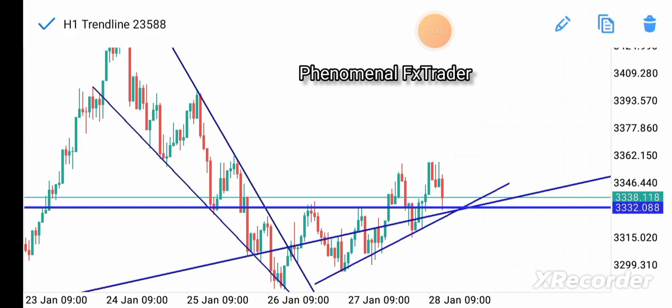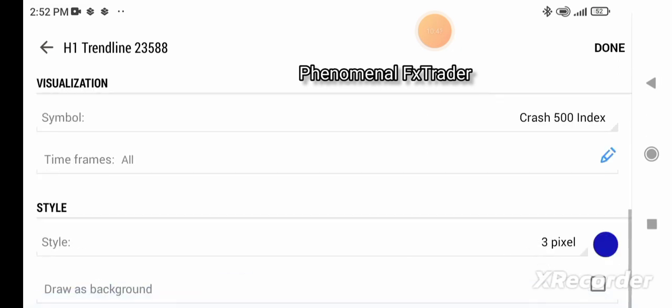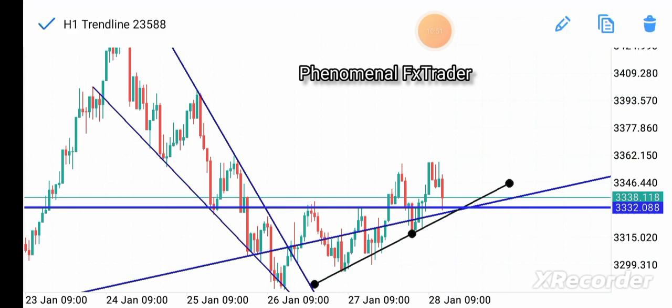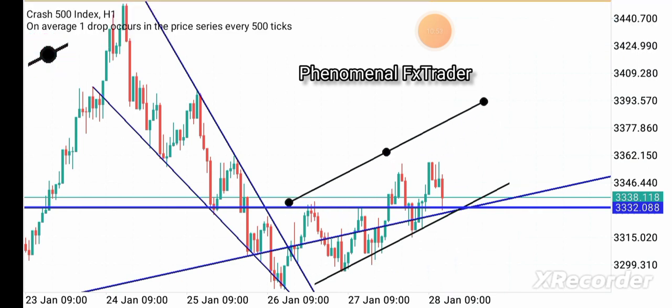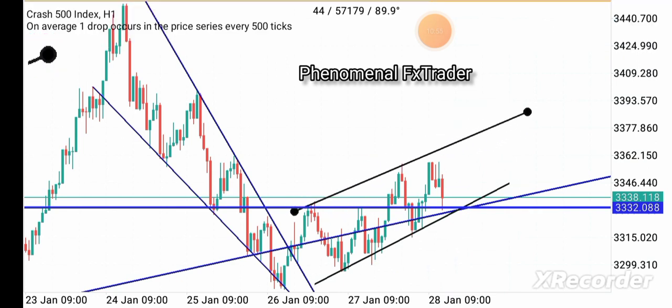Let me just change the color of the trend line so that I can depict it clearly. Let me use a black color, then you can put another one on top. Let's see how it looks. Okay, we have something like this, guys.